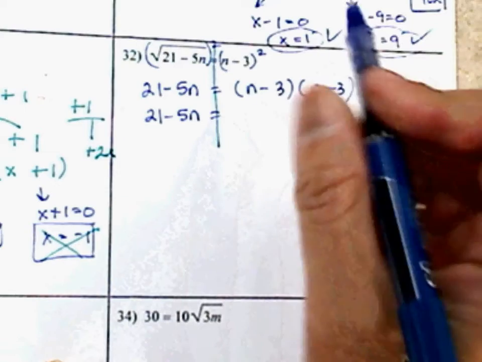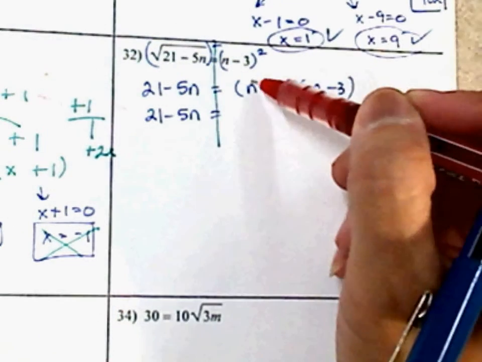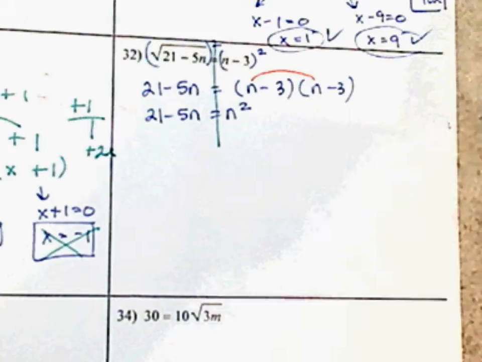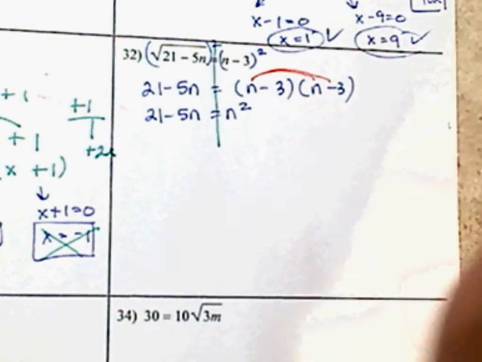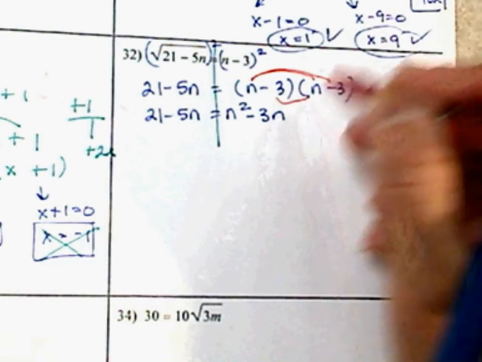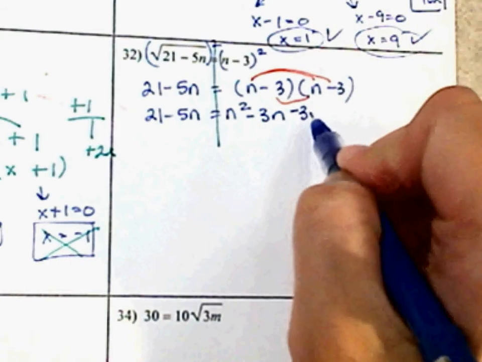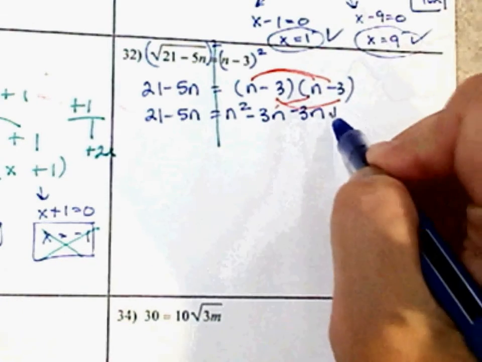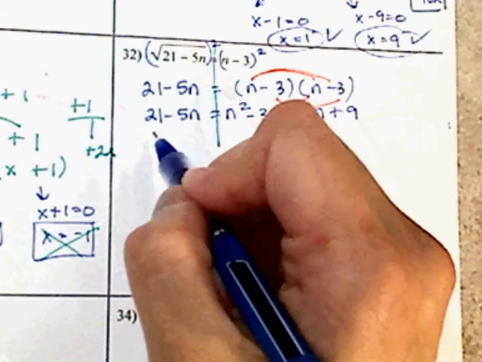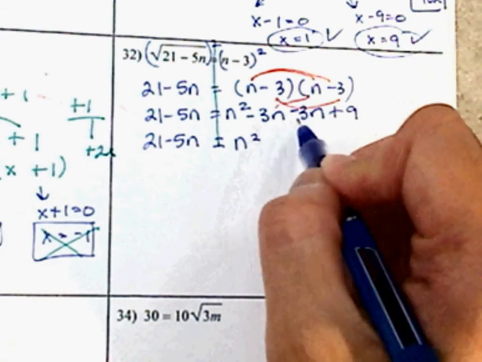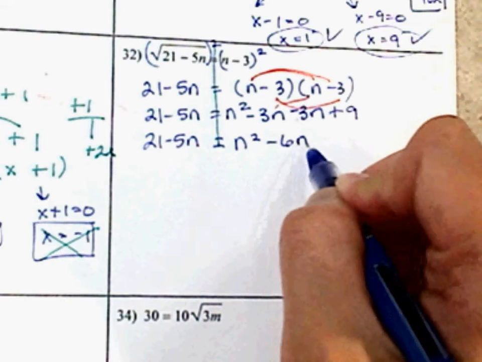So you're going to multiply n times n, n squared. N times negative 3, negative 3n. Negative 3 times n, negative 3n. Negative 3 times negative 3 is positive 9. Can't do anything to the left side. On the right side, I can combine these two. So I have minus 6n plus 9.